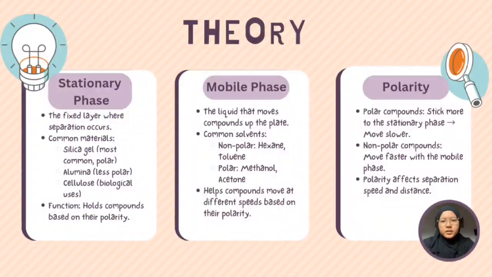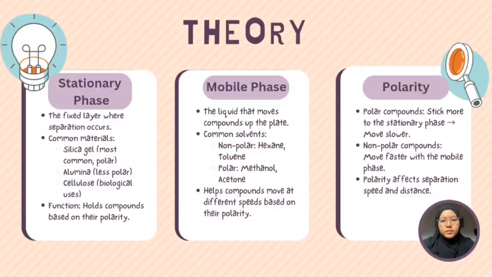Next, let's get into the theory behind thin layer chromatography or TLC. Firstly, let's talk about the stationary phase. This is the fixed layer where the magic of separation happens. Common materials for the stationary phase include silica gel, which is polar and most commonly used, alumina, which is less polar, and cellulose, often used in biological applications. The main job of the stationary phase is to hold the compounds based on their polarity.